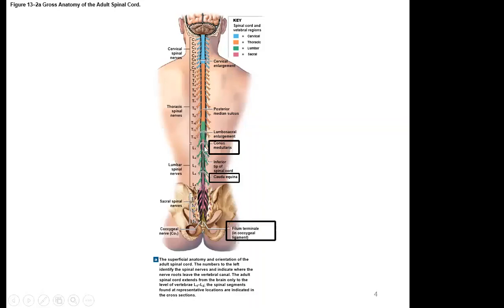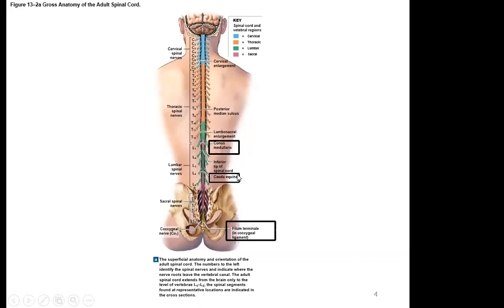So this thing that I have boxed here, the conus medullaris, this is the end of the spinal cord. Okay, that is the term for the end of the spinal cord, conus medullaris between L1 and L2. So since this is the end of the spinal cord, the question can then become, well, what is all of this other stuff that comes inferiorly to the conus medullaris? And that's a great question.